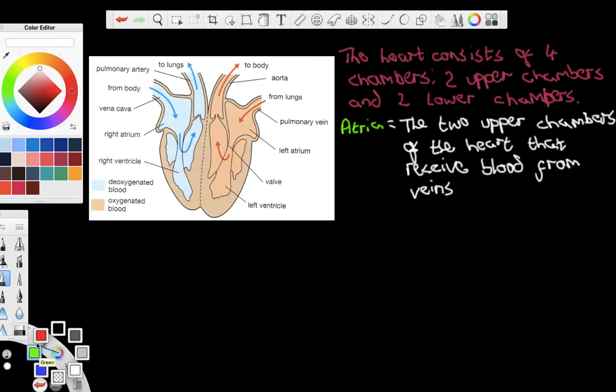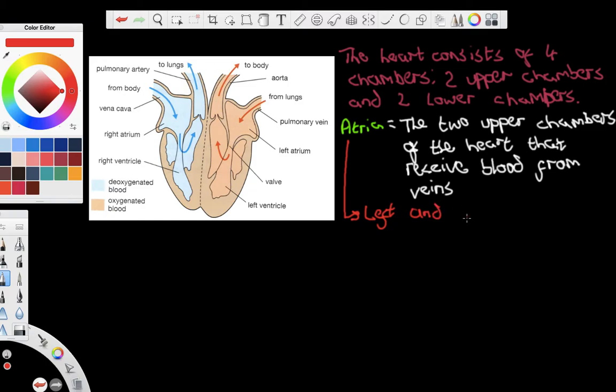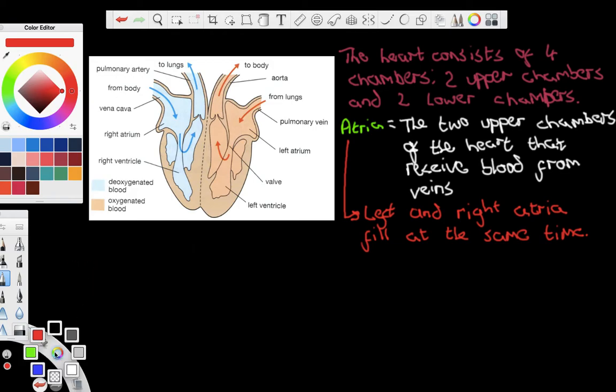So I'm going to add underneath here in red, we can say that left and right atria fill at the same time. Okay, so we've got these 2 upper chambers known as atria that receive blood from veins and they fill at the same time. The 2 lower chambers are known as ventricles.